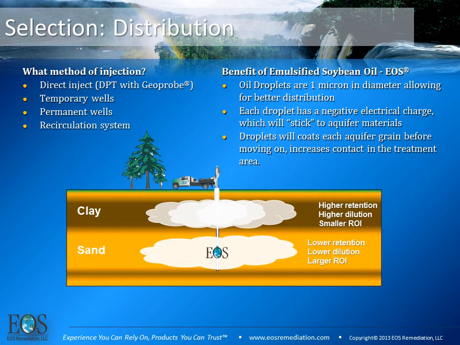You could install permanent injection points if you thought you might have to go back out and re-inject over multiple years. And finally, you could set up a real circulation system where you have down gradient extraction wells where you can induce a gradient on the water table, pump the material out, and then pump it back in at the injection location up gradient. So really any of these methods are applicable to EOS, and there are several others out there that I haven't listed here that are applicable as well.